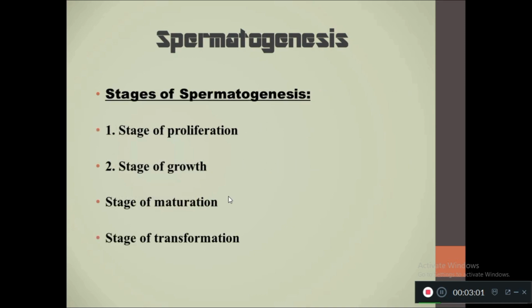What are the stages of spermatogenesis? There are different stages. The first stage is the stage of proliferation. The second stage is the stage of growth. The stage of maturation is the third stage. And the final stage is the stage of transformation. These are the four stages in the spermatogenesis process. Now we see one by one in detail.